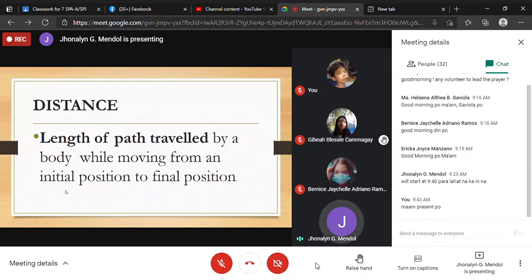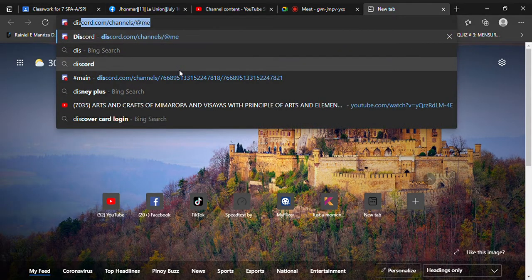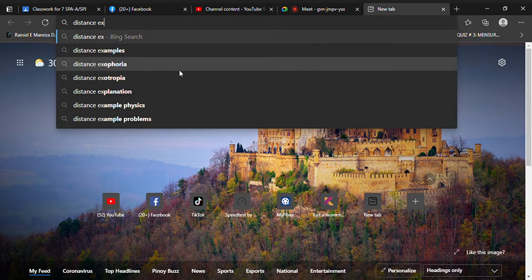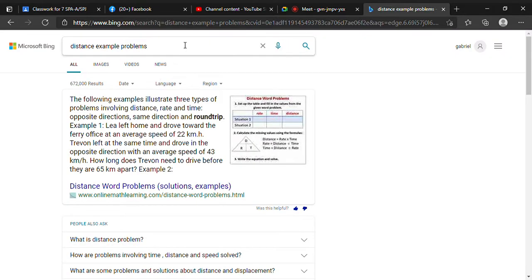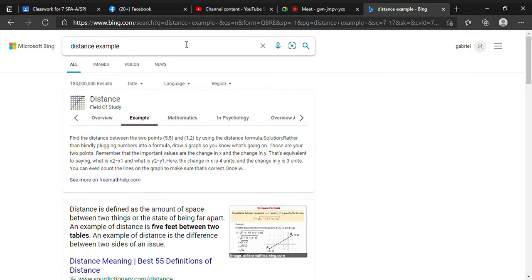Therefore, you have certain 2 points. The first one is the initial position, and the final position will be the second point. The length of path traveled. For example, can you give me an example of distance?